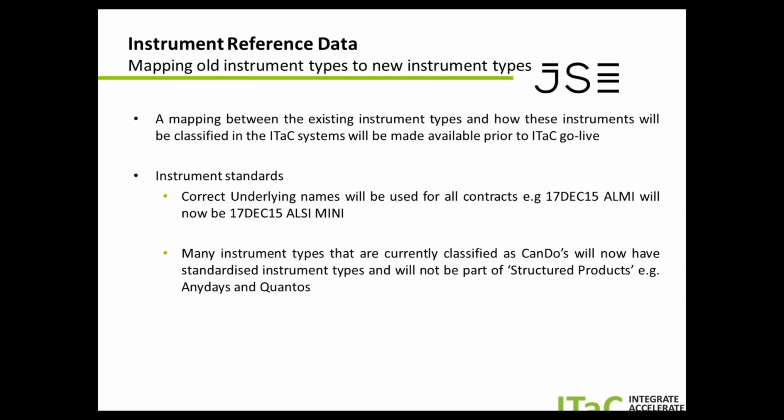There's also some changes on an instrument type level, and similarly we're going to give you that mapping between what we have today and what the new instrument types are going to be. It's going to be made available in a document that we're going to put on the website. But just to highlight some of the changes, we decided to use the real underlying names in all cases. So instead of having AllMe, we're going to call it AllZ Mini because that's what it is. And then there's quite a few instrument types that we currently classify as can-dos, but they are actually quite standard types of instruments, and going forward they'll have their own names. They won't fall into the can-do banner anymore.